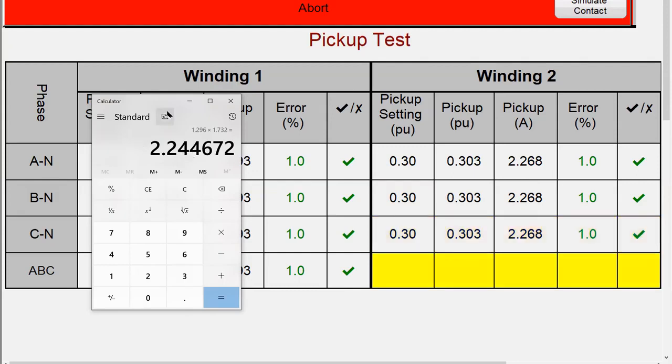So what happened on winding 1? We did not have any multiplication done there with the calculation. That's because our single phase pickup factor was 1 there, and for winding 2 it's 1.732.